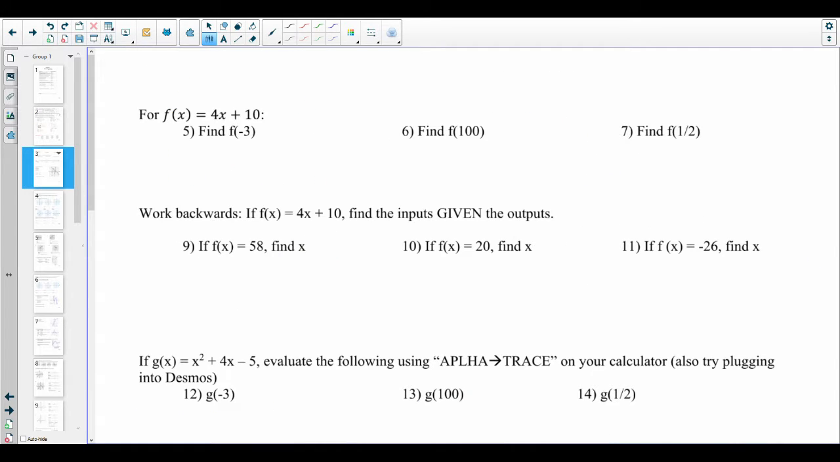All right, let's look at the next page. So on the next page, we're going to be plugging things in or evaluating functions. Okay, so when we're evaluating functions, remember, this is f of x. You're plugging an x value in and you're getting out a y. So this is the exact same as writing y equals 4x plus 10.